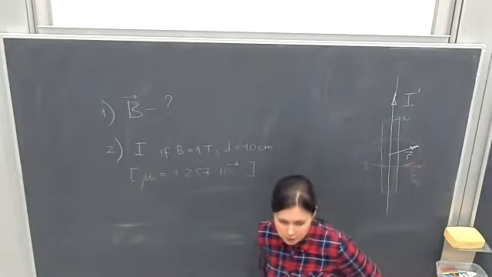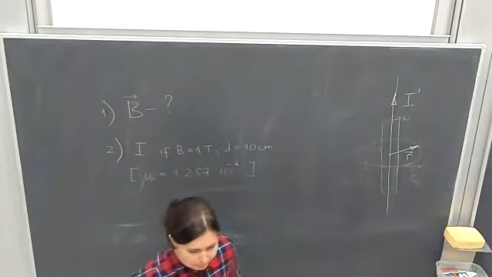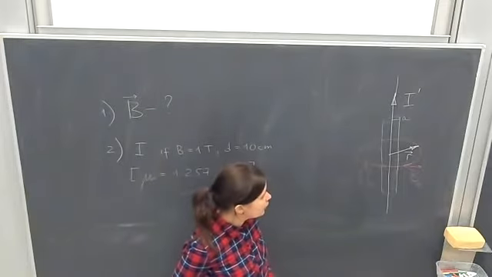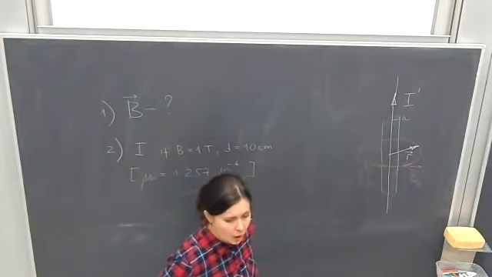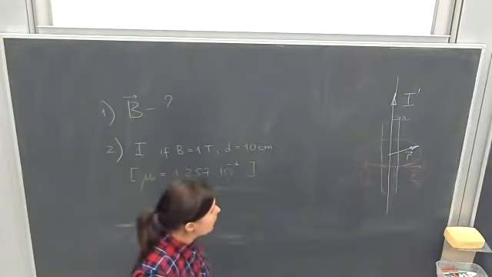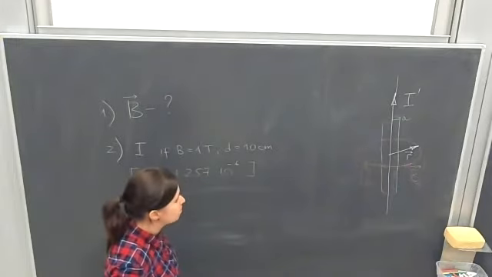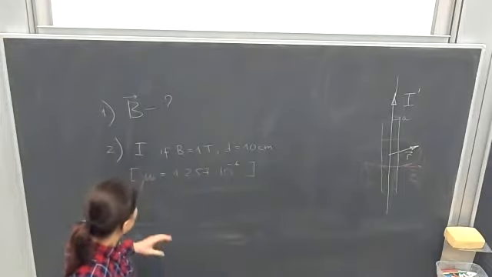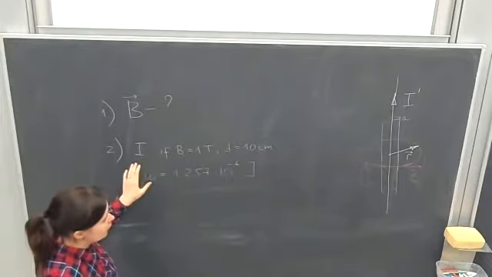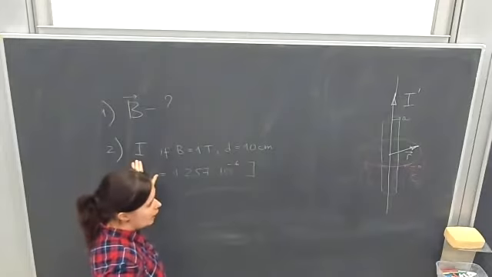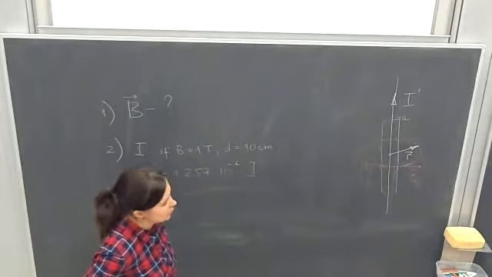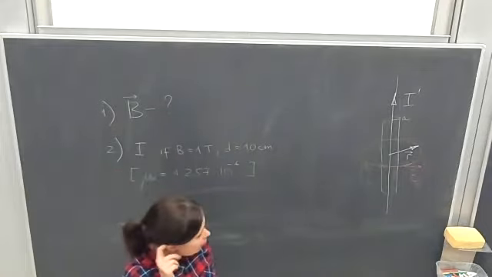Magnetostatics, Lecture 3, problem 15. The problem is: given a long conductor with a current I, find the magnetic field induction outside of the conductor. The second part is to find the magnitude of the current if the magnetic field would be 1 Tesla, measured at a distance of 10 centimeters from the conductor.